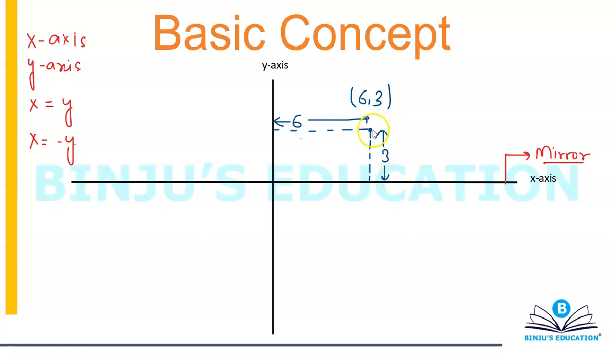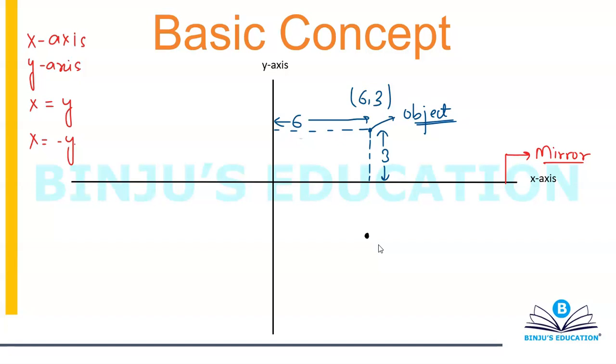Now this is our object. Now if the object is at 6, 3 and my mirror is the x-axis, can you tell me in which quadrant the image will be formed? Like, can you imagine in which quadrant the image will be formed? It has to be in the fourth quadrant, exactly. It has to be in the fourth quadrant because image is exactly in front of the mirror. If x-axis is the mirror and object is in the first quadrant, then image has to be in the fourth quadrant, which means the image formed will be somewhere here.